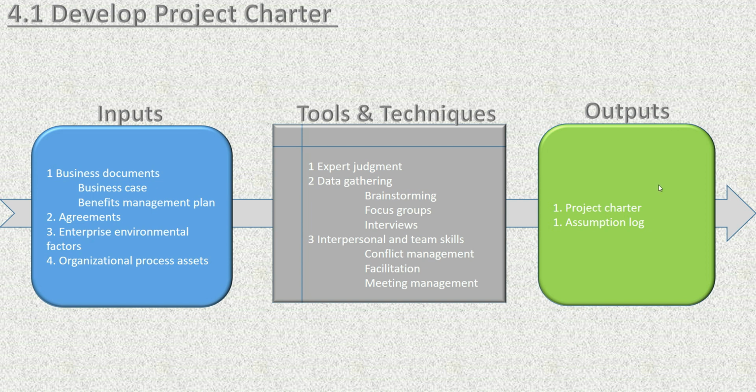Now, what are the outputs of this process? Obviously, one of the outputs is the project charter itself. That's obvious because we are developing that particular document, that artifact, so it will be part of the output. Another output to be considered is the assumption log. We have already discussed that while developing the project charter, at that phase, many of the things will not be clear to you.